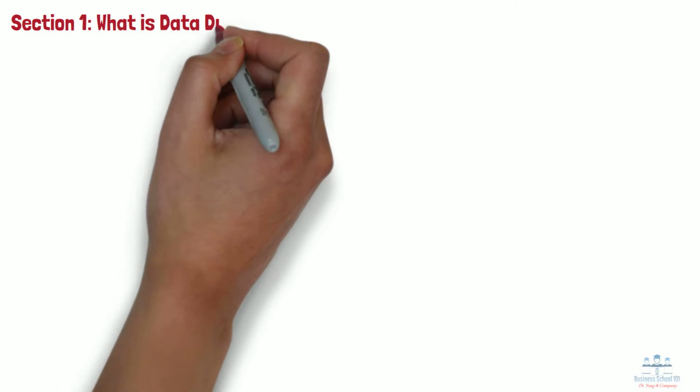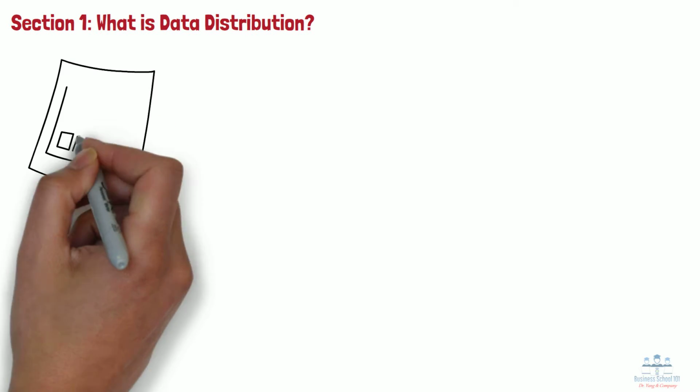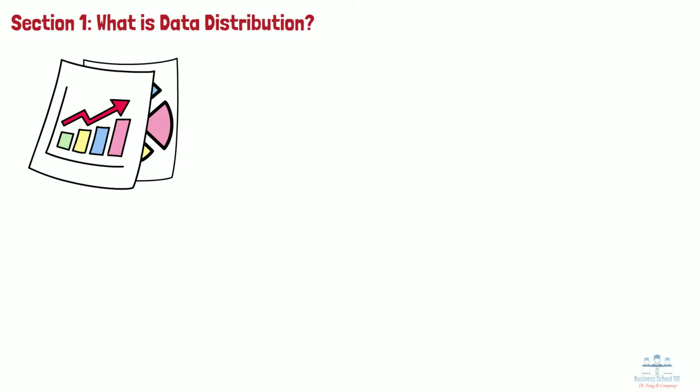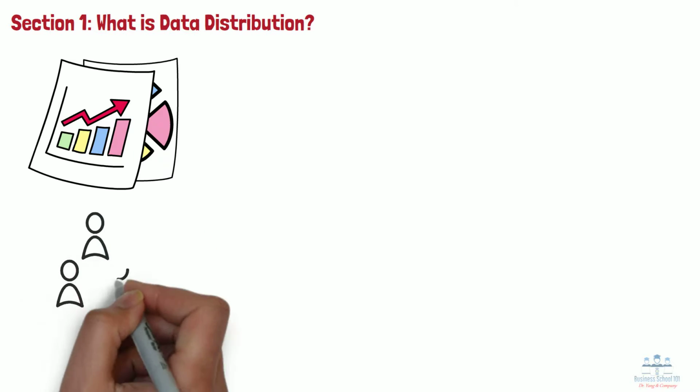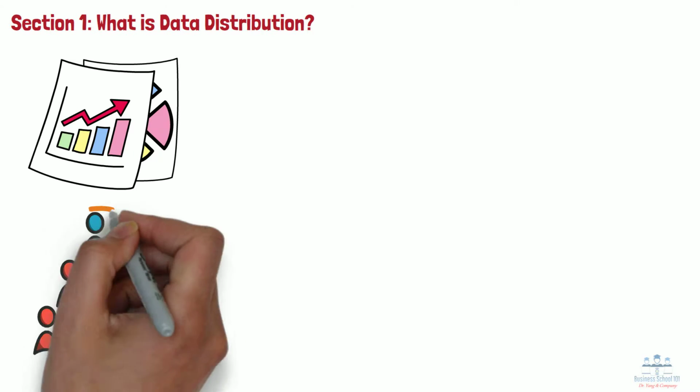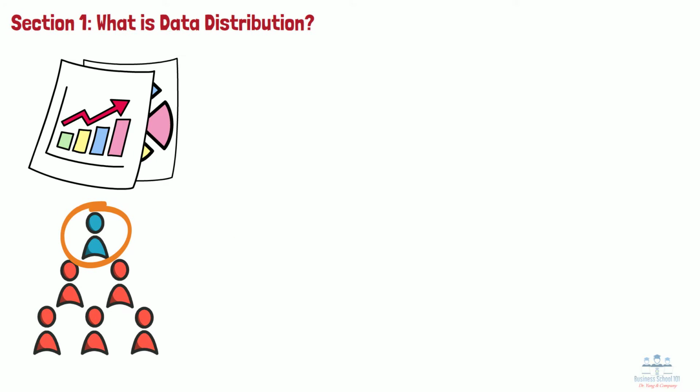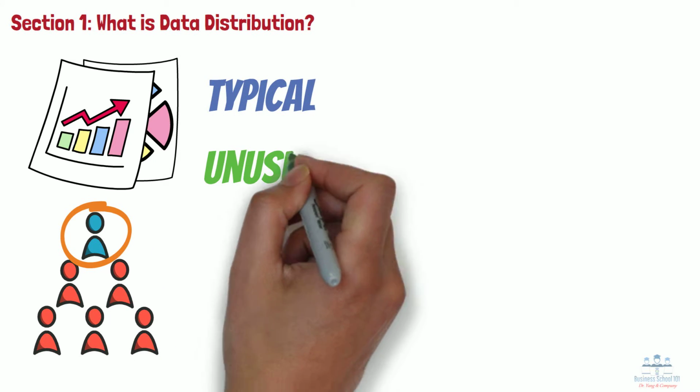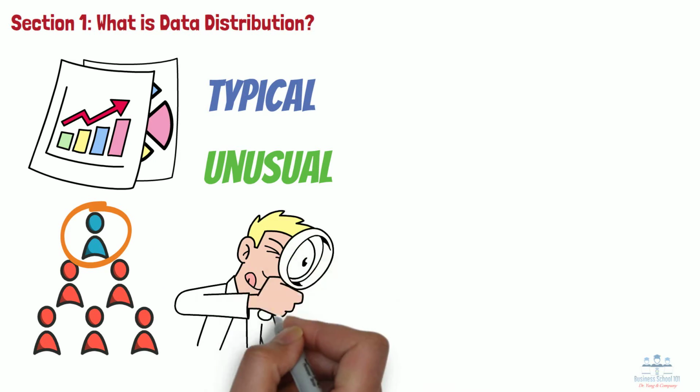Section 1. What is data distribution? At its core, data distribution refers to how values in a dataset are spread out. Some values might appear frequently, while others show up only once. Understanding these patterns helps us interpret what's typical, what's unusual, and where we might want to investigate further.